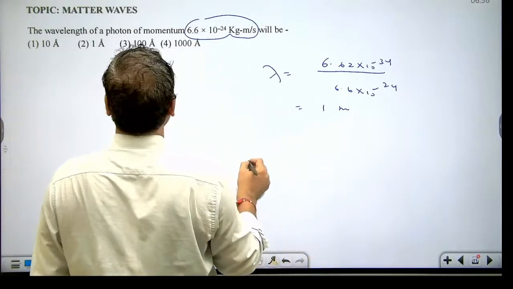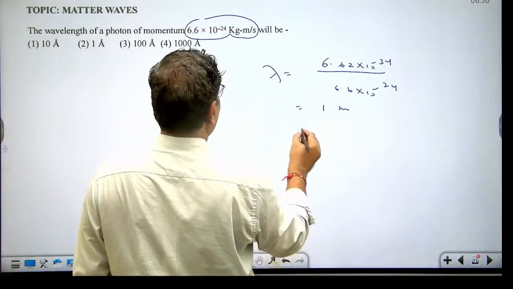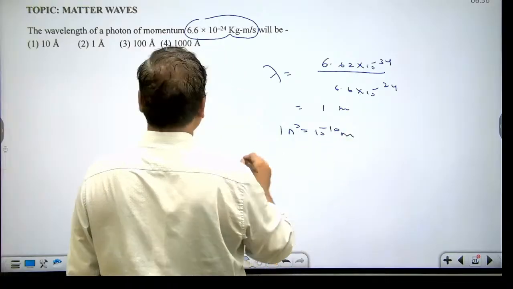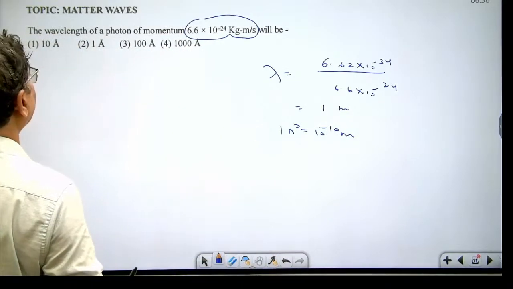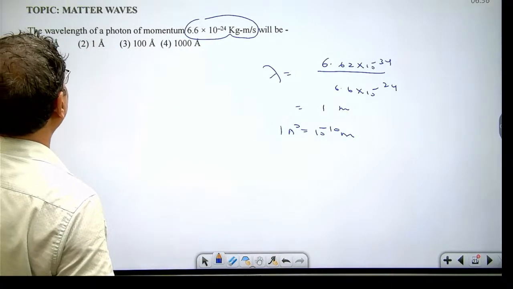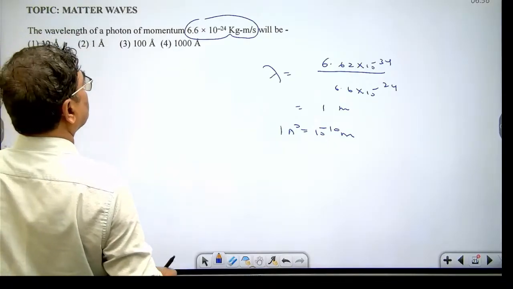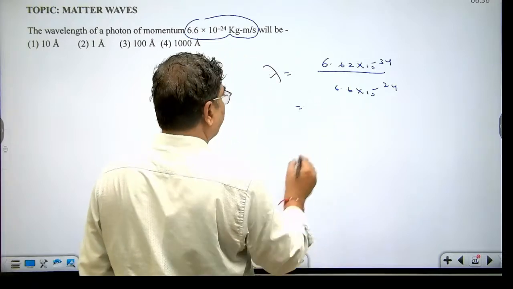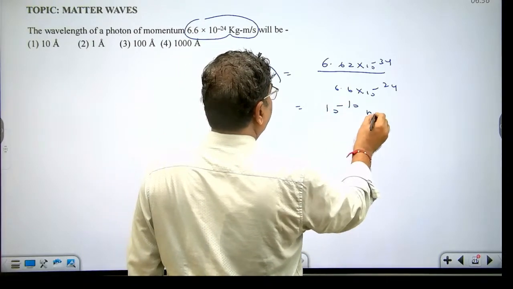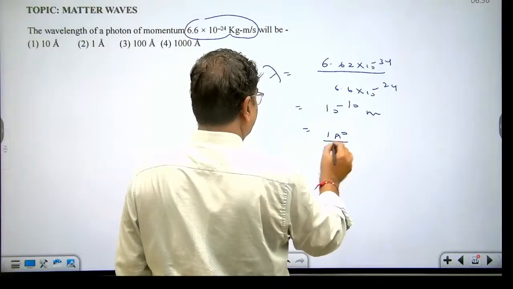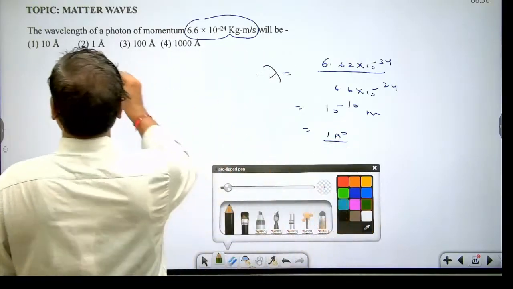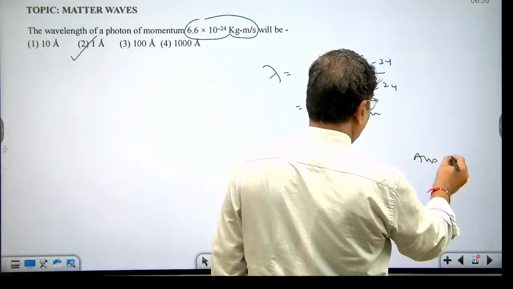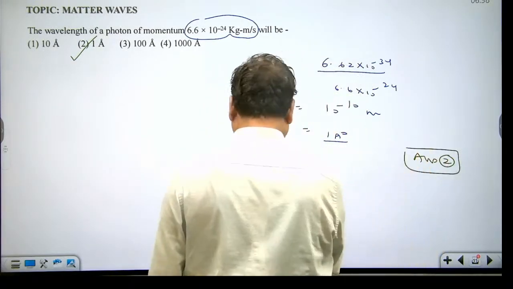10 power 10 angstrom. 1 angstrom equals 10 power minus 10 meter. So 1 meter equals 10 power 10 angstrom. Oh ho ho, this is not 1 meter. This is 10 power minus 10 meter, so this is 1 angstrom. So out of 4 choices, the correct answer is option 2. Option 2 is the correct answer.